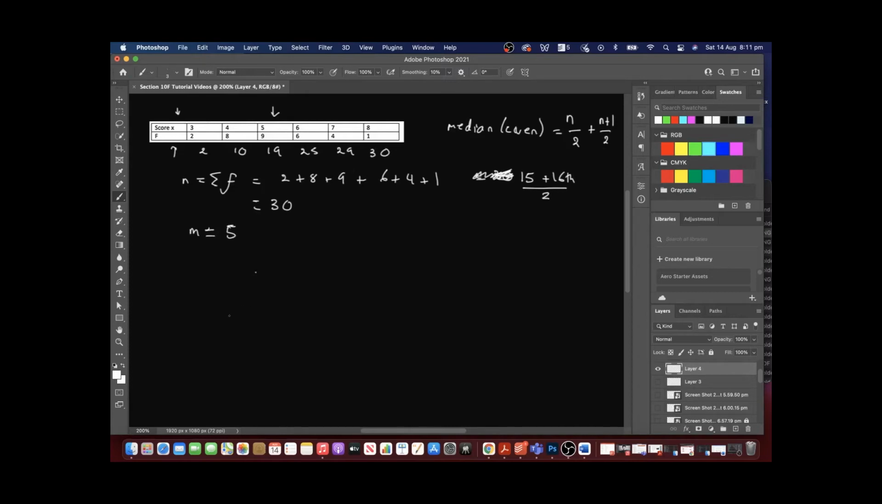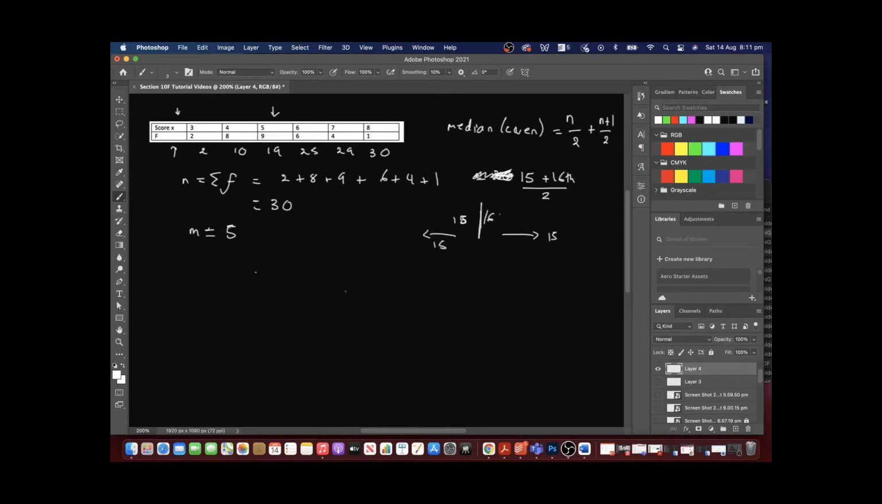Okay, next we need to work out the positions of our quartiles. So we've divided our data set with a line basically between the 15th and the 16th value. So our median exists right between them, which means there's 15 values either side. There's 15 over here and there's 15 over here.